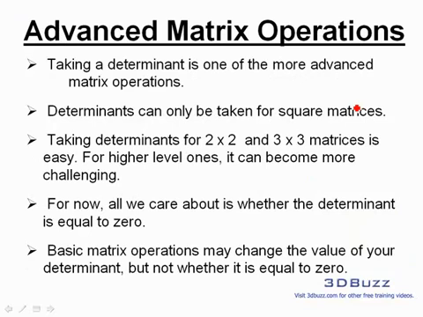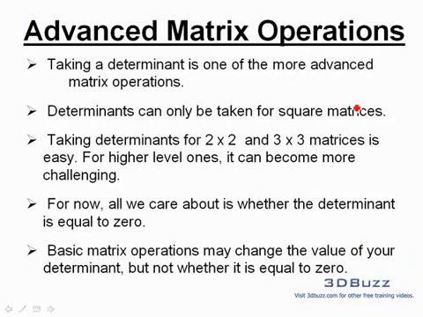Okay, well, there are many advanced matrix operations. We're going to be talking only about one of them. It's called a determinant. Determinants can only be taken for square matrices. This means matrices with the same number of rows and columns. That makes sense. That would make it square. Taking determinants for 2 by 2, so 2 row by 2 row, and 3 by 3, 3 row by 3 row matrices is very easy.